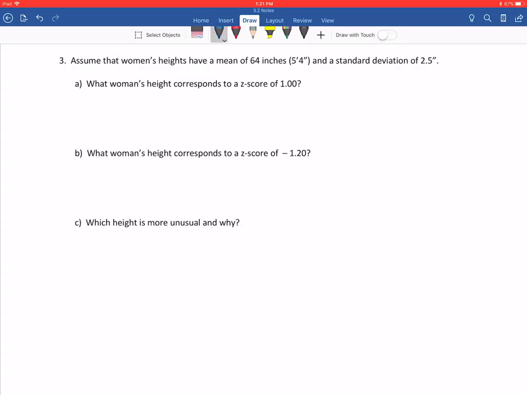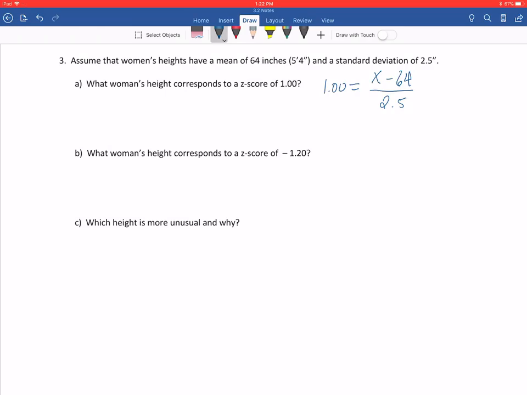Okay, this says, assume that women's heights have a mean of 64 inches, which is 5'4", and a standard deviation of 2.5 inches. What woman's height would correspond to a z-score of 1? So we definitely need to use that z-score formula again, but this time we know a different portion of it. We know the z-score is 1. We don't know the value that we're looking for. So it's something minus the mean over the standard deviation.